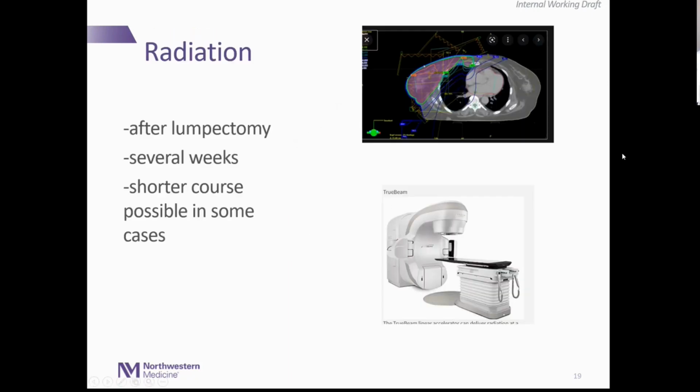Radiation, these are beams that are zapped at the breast to help minimize the chance of recurrence. This is just an example of a radiation machine. And this is just an example of a radiation plan. The standard radiation is to radiate the whole breast after a woman has a lumpectomy. However, there are other courses of radiation, including partial breast radiation, and it can range from several weeks to even days in some patients.